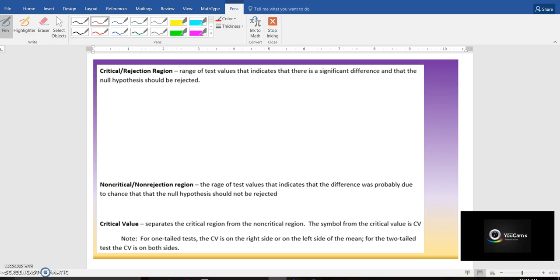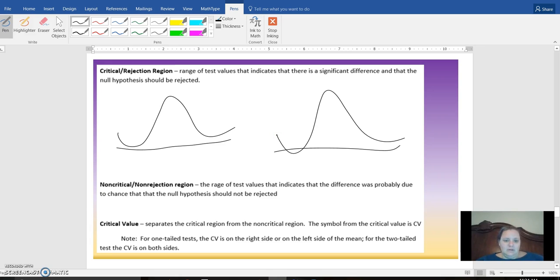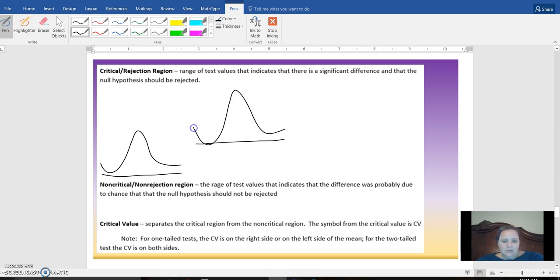Right, so I want to continue this discussion about hypothesis testing and what it entails. When we do this, we're going to draw curves. All right, let's try this. We're going to draw these normal curves with the means always in the middle.